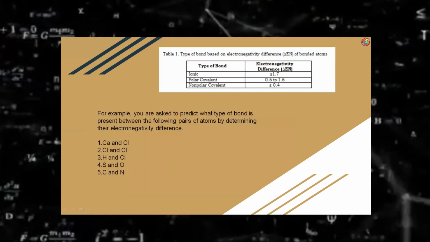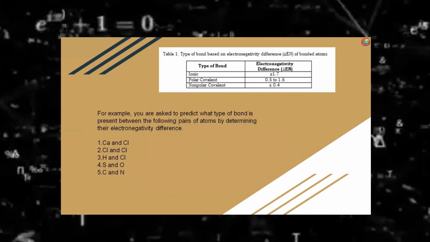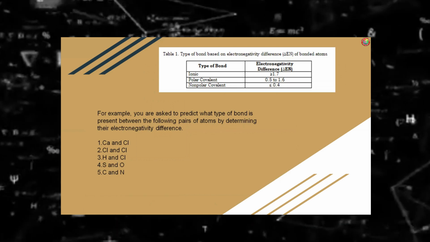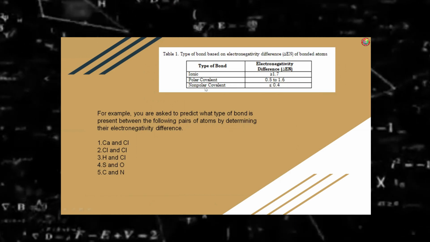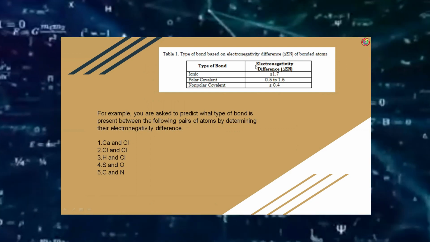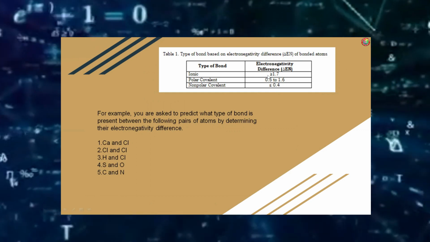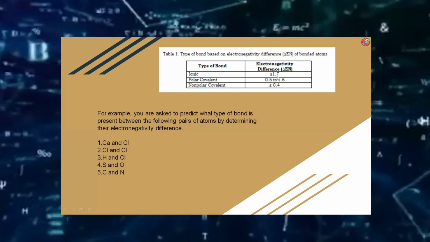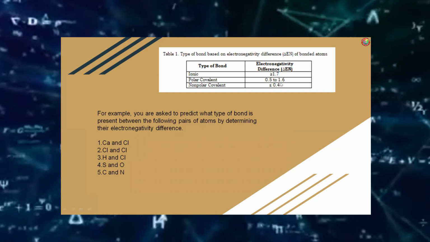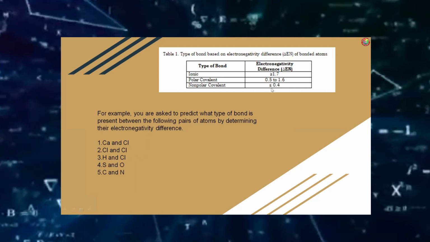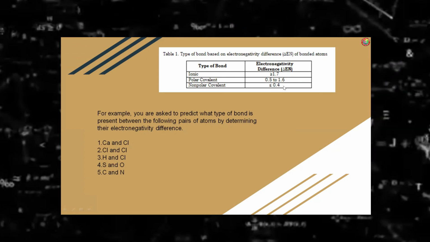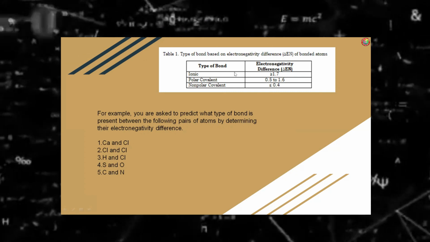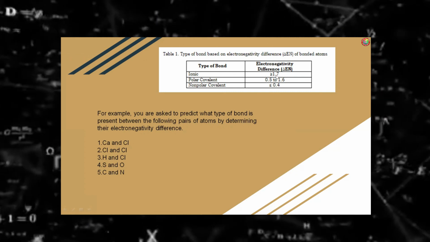So table 1, type of bond based on the electronegativity difference of bonded atoms. We have the types of bonds: ionic, polar covalent, and non-polar covalent. And we have the electronegativity difference: 1.7 and above, 0.5 to 1.6, and less than 0.4. That would be the ionic compound value, the polar covalent value, and the non-polar covalent value.